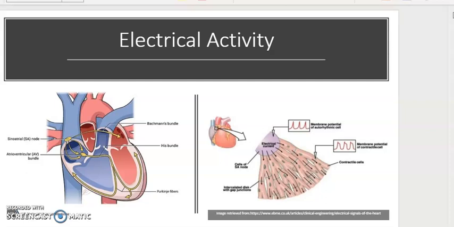Well, we know that the heart has 4 chambers. We know that the top chambers are called the atria. The bottom chambers are called the ventricles. We know that the red is going to symbolize oxygenated blood. The blue is going to symbolize the deoxygenated blood.